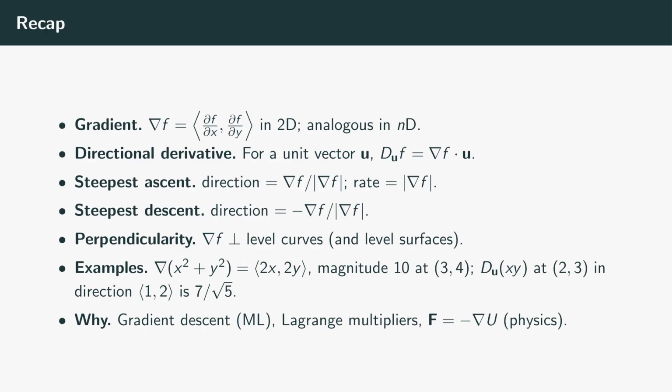We did 2 computational examples. The gradient of x squared plus y squared is the vector 2x, 2y, which at 3, 4 has magnitude 10, and the directional derivative of xy at 2, 3 in the direction 1, 2 is 7 over the square root of 5. And the gradient powers gradient descent in machine learning, the critical point condition in optimization, Lagrange multipliers in constraint optimization, and the force from potential relationship in physics. Next episode, we generalize the chain rule to multivariable functions, with the gradient as the workhorse.